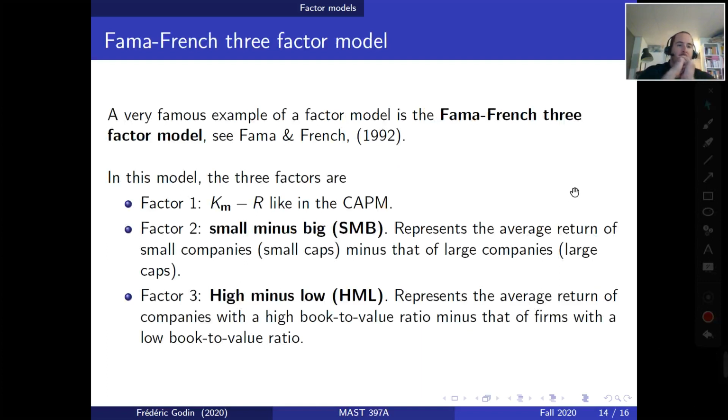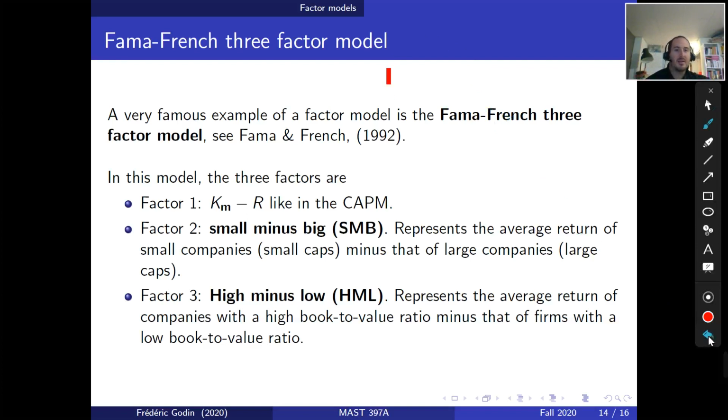This is great, but the factors still remain a bit mysterious. What are suitable candidates for factors? We saw that in CAPM, the single factor was the excess return on the market portfolio, here K_M minus the risk-free rate. This is the main factor driving returns of all securities. So if the market portfolio goes down, typically all the securities will have a tendency to go down at the same time.